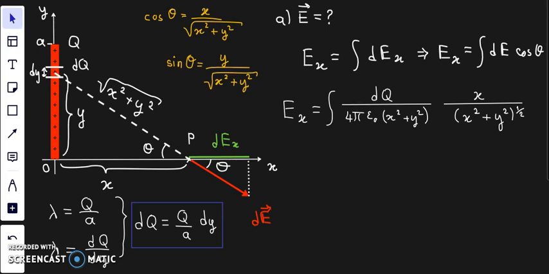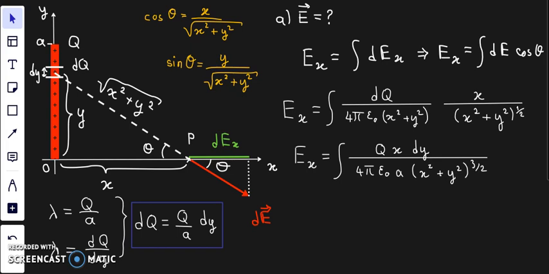If you set the right-hand sides equal to one another and isolate dq, here's what you get. dq equals capital Q divided by A times dy. So in my integral, I will substitute this for dq. I will also combine the two expressions of x squared plus y squared in the denominator. And here's what I get.